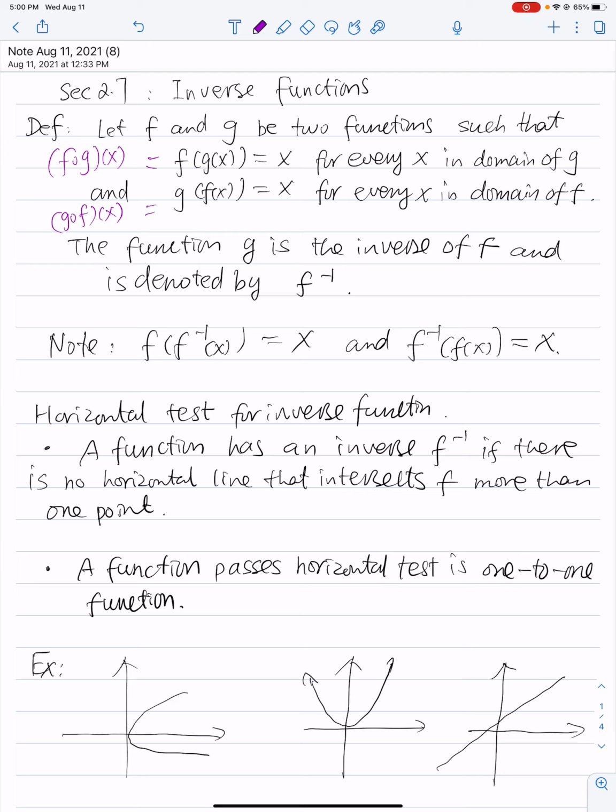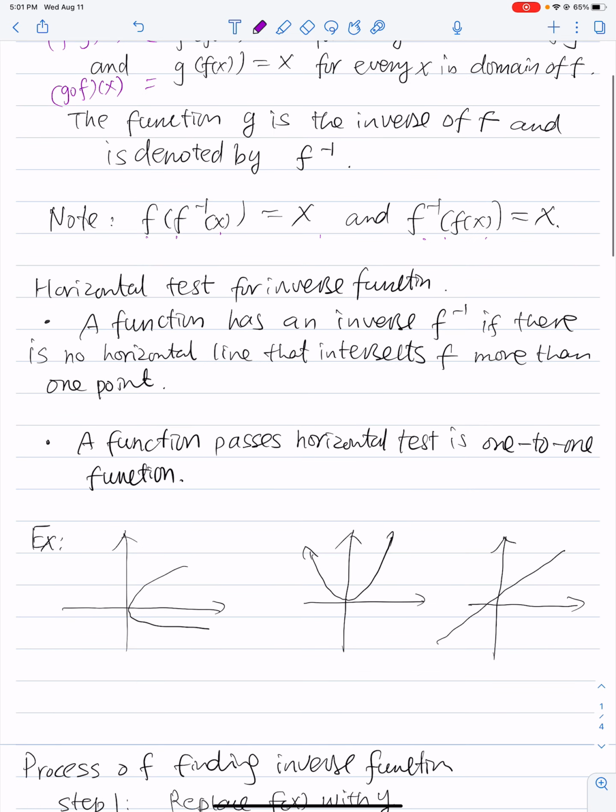So the function g is called the inverse of f, and it is denoted by f to the negative 1. f to the negative 1 is not 1 over f anymore. It's called the inverse function. And sometimes we write f(f inverse(x)) equal to x, and f inverse(f(x)) is also equal to x.